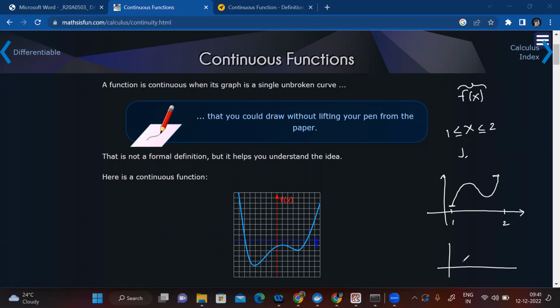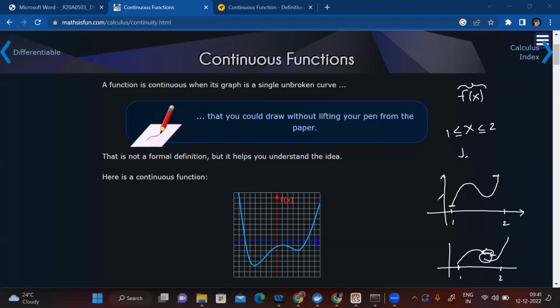See the example. Between 1 and 2, if I'm plotting it, let's suppose this graph goes till this point and then starts from this point. So here this is a hole, actually this is a jump. So this is not an example of a continuous function. This will be the example of a continuous function.